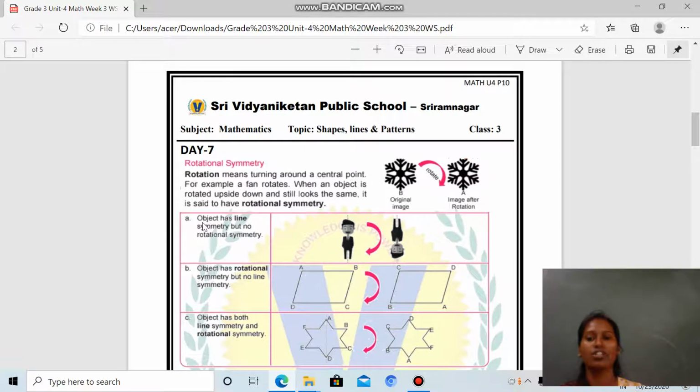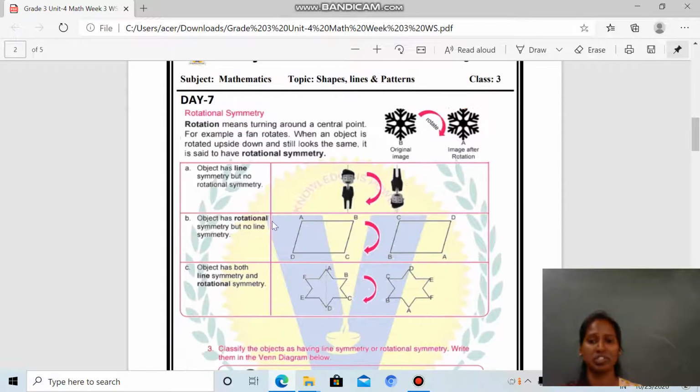Coming to the next, the object has line symmetry but no rotational symmetry. Here, if we cut the middle of the given object, it looks exactly like the other half of the object. So it has line symmetry. If we rotate this image, we get a different image upside and downside. So it has no rotational symmetry.